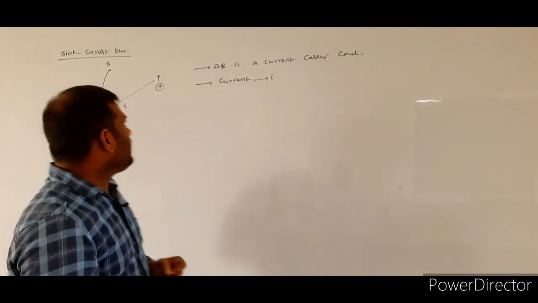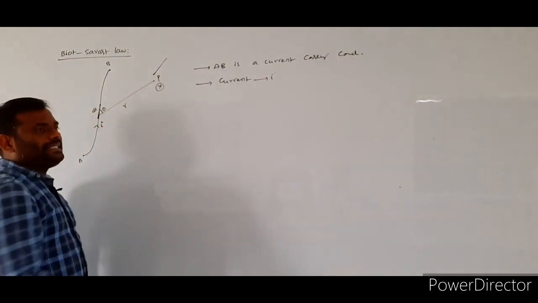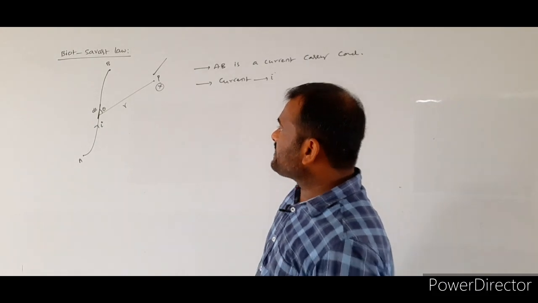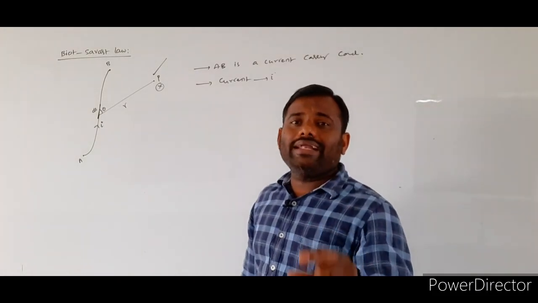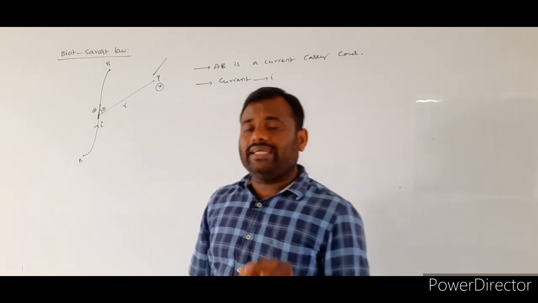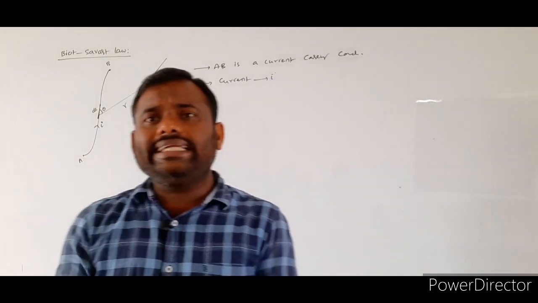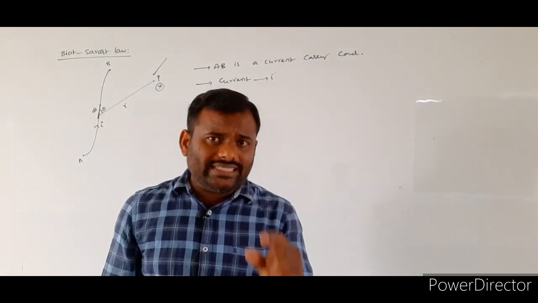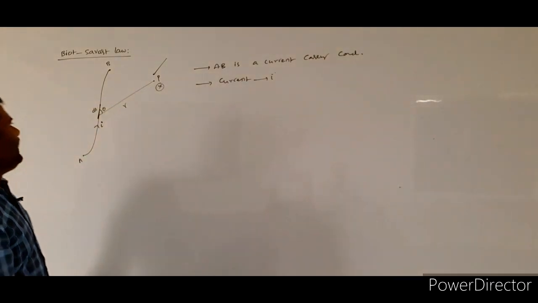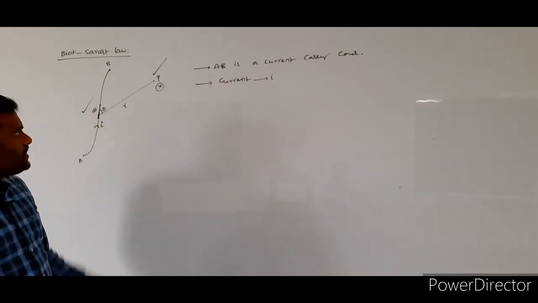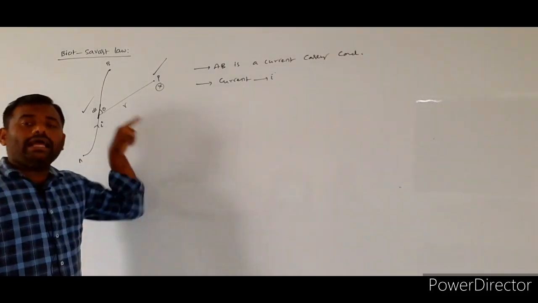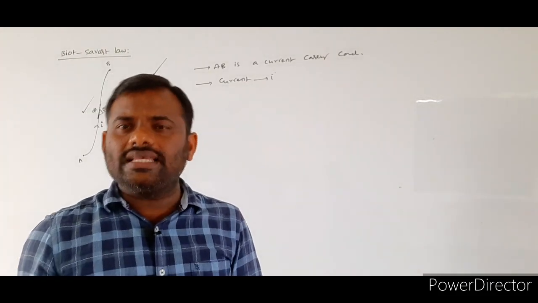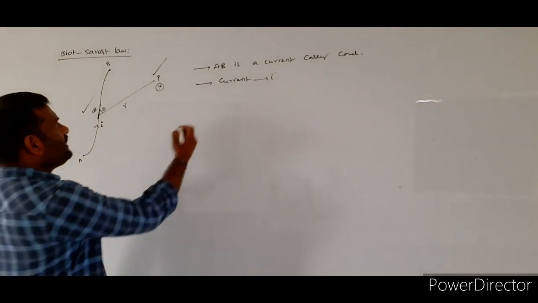In that magnetic field, they consider a point P which is at a distance of small r from the small element dl. While doing the experiment, they didn't consider the entire length of the current carrying conductor. They just considered a small element whose length is equal to what? dl. So from the element dl, they considered a point P which is at a distance of small r, and here we consider theta.